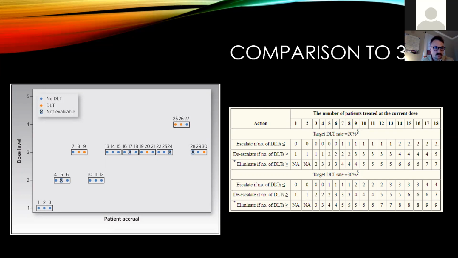We can even go further and say, what if one of these patients is not evaluable for a DLT because it progressed rapidly, or they refused treatment and didn't receive the treatment for the DLT evaluation period? We can still make our decision, which is great. Because if we had the 3+3 design, we wouldn't know what to do. Whereas here, now we have 2 patients at that dose level, and none of them experience a DLT, so we can still escalate and continue going.